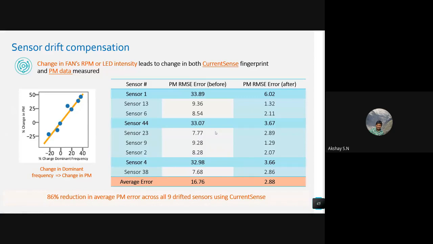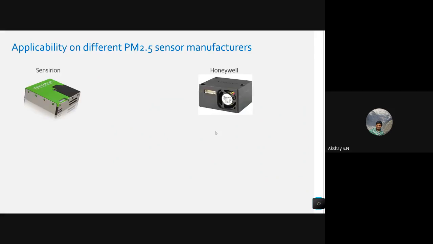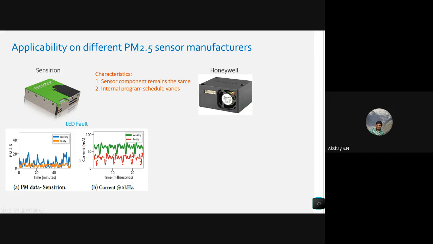Thus, we can use these fingerprints also to detect sensor drift. So both sensor fault and sensor drift are among the most common problems in any IoT deployments. Now the question is, till now we were talking about one sensor. Can this signature work for other pollution sensors? So here is one sensor from Sensirion and the other one from Honeywell. If you look at this, you see the current consumption of a working and a faulty sensor are two different things. So we can use that efficiently to detect faults in this sensor.